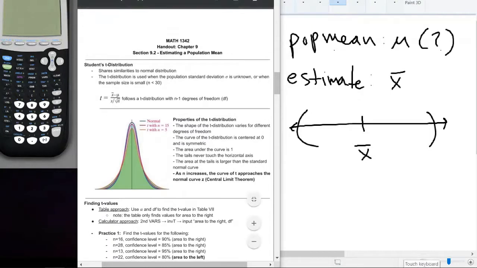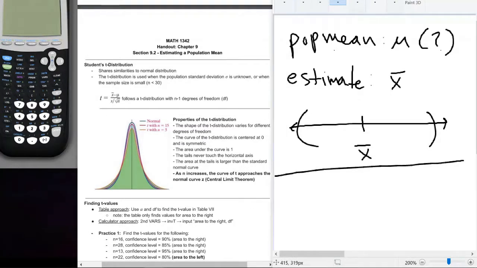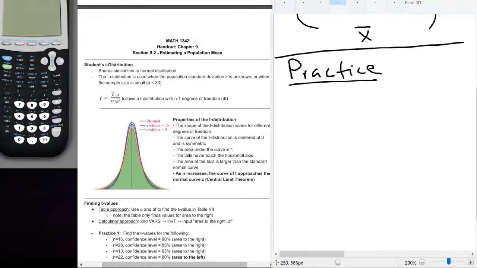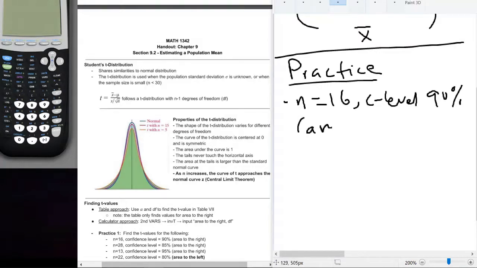So let's practice. I'm going to show you two ways to find these t values, one using a calculator and one using the table approach. Here it says find the t value for the following. Here we have n equals 16 with a confidence level of 90%. And we're also told that we have an area to the right.